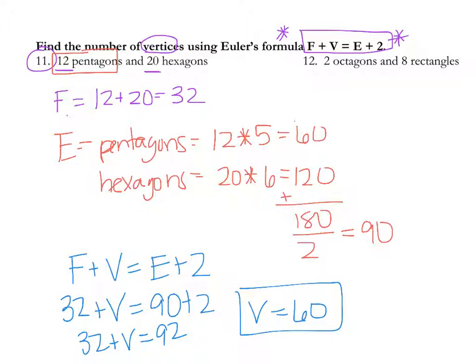So hopefully that helps walk you through the process that you're supposed to use for these. It's really the part that people messed up on. It's this middle section here. You got to be careful with how you count up the edges, and you have to remember to divide it by 2.